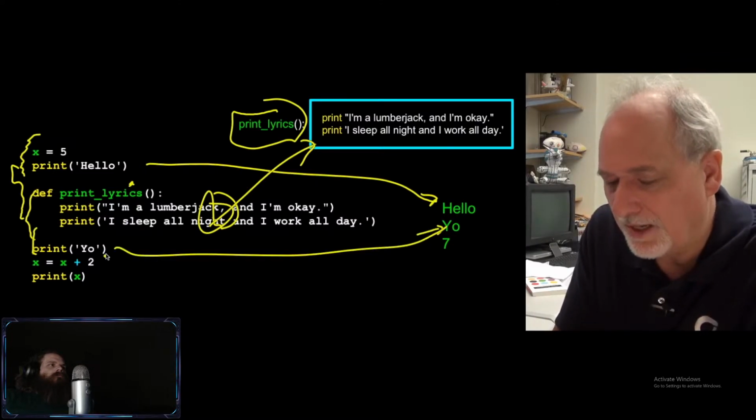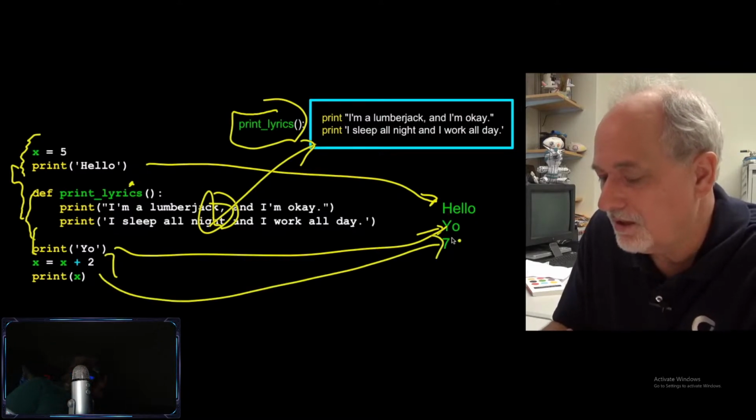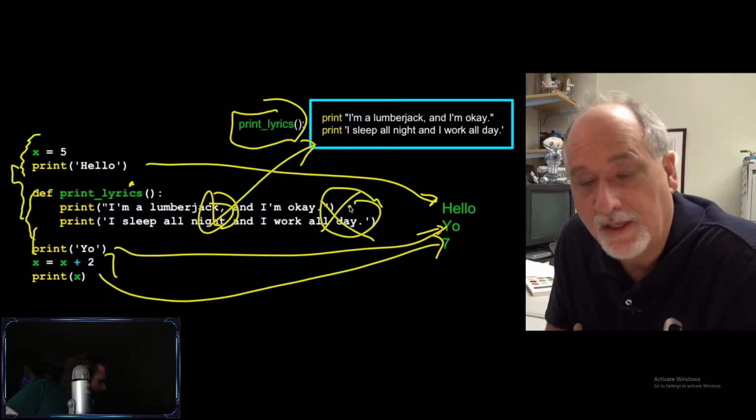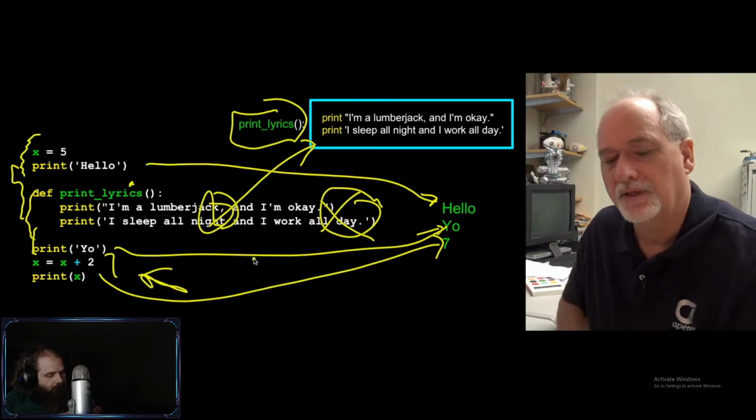And then it adds 2 to x, so x is now 7, and then it prints x, and there's no 7. These print statements never ran. Why? Because we did not invoke them down here. We defined them but didn't invoke them.